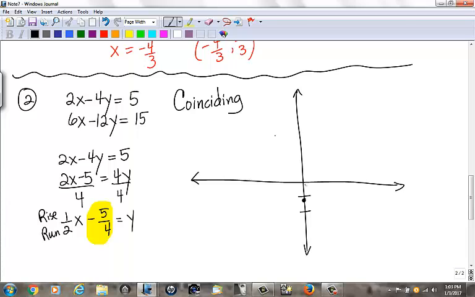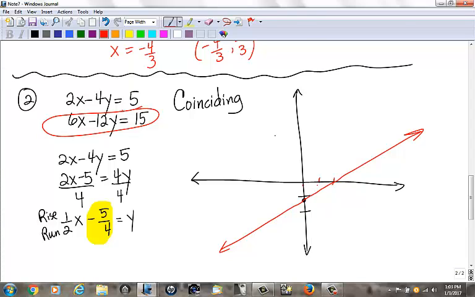So from that point, you would go up 1. If I went up 1, I'd be right about there. And then to the right 2. Say I'm over here. Okay, so I get a line that looks something like this. If I graphed this line, I would get exactly the same line. Now, that means every point on that line is a solution to both equations.